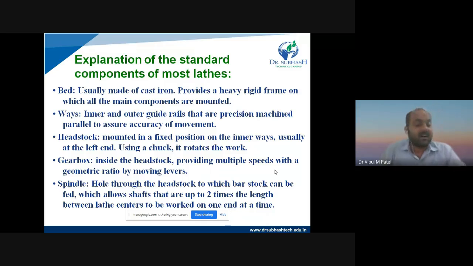Headstock is the heart of the lathe machine, mounted in a fixed position on the inner ways, usually at the left end of the lathe machine or machine tool. Using a chuck, it rotates the work.